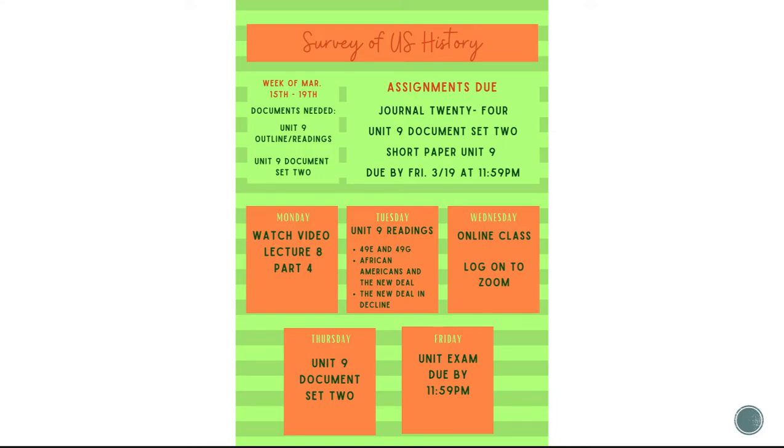You have your short paper for Unit 9 that's due by Friday. You've had that for a couple weeks now. And then on Friday, your unit exam will go up and that'll be due by 11:59. That'll be the same format, 30 multiple choice, 1 extended response. Your study guide, your study sheet that has the terms and all of that information on there, is already uploaded to your Unit 9 files, and I will email that to you in your This Week in U.S. History.